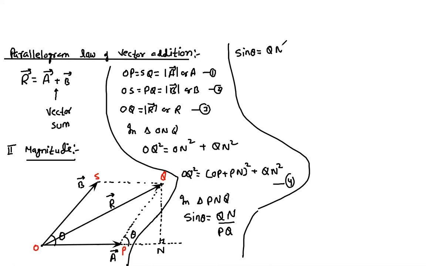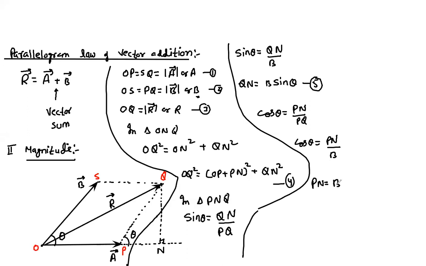Qn. Here PQ is B, so you can write that Qn is B sine theta. That's equation number 5. Similarly, cos theta is again based upon hypotenuse, meaning Pn over PQ. Pn is unknown, but PQ is equal to B, so you can again write Pn as B cos theta. That's equation number 6.